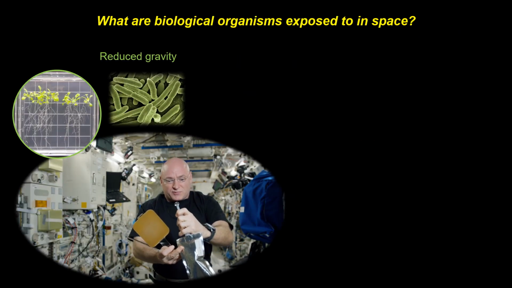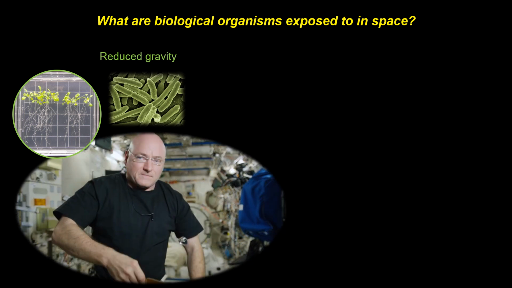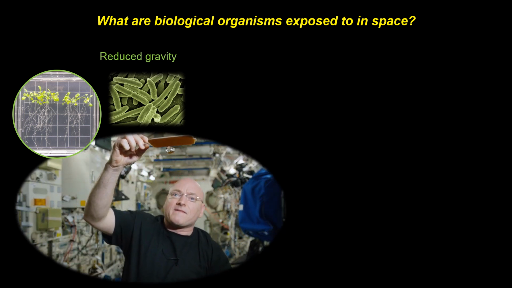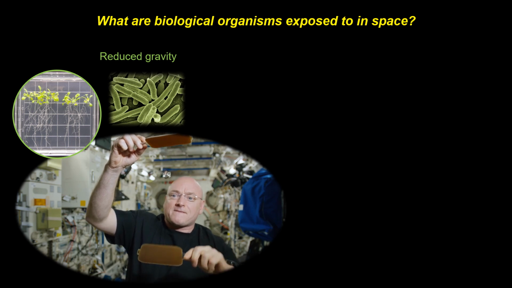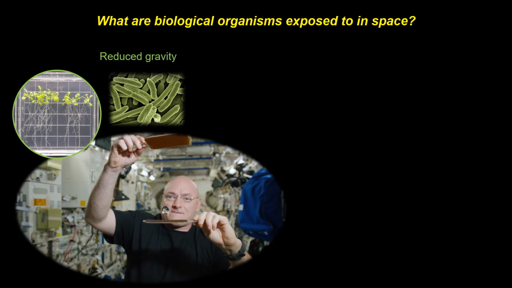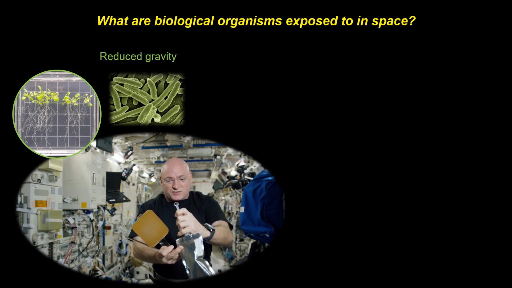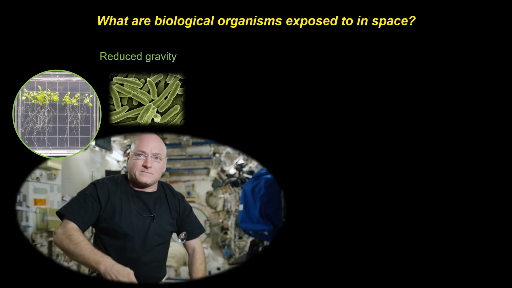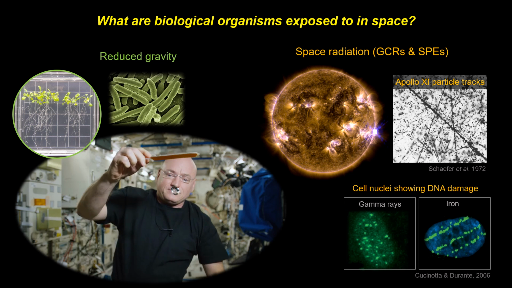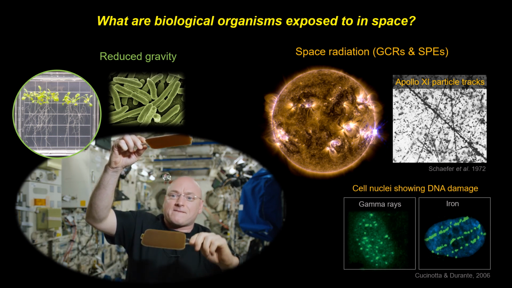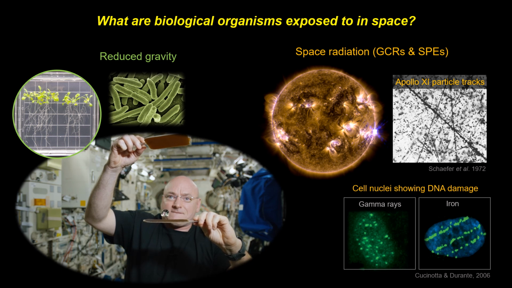So let's start by discussing what biological organisms will be exposed to once we go to space. And this doesn't affect just humans, as you can see on the video here, one of our astronauts, as well as many other organisms like plants or bacteria or yeast or insects. The two main things that you will hear are, of course, reduced or altered gravity and space radiation. And space radiation is known to be very dangerous.